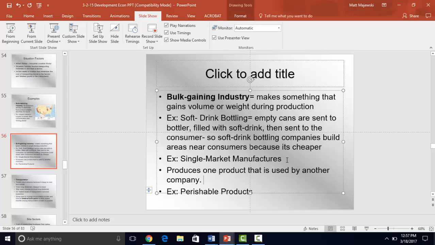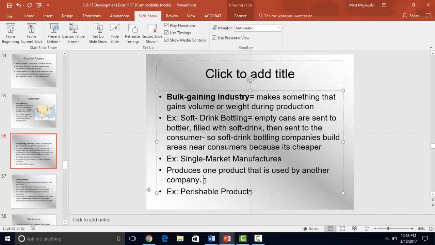They might have one company build their side view mirrors. They might have another company build their rear view mirror. That company, the single market manufacturer, only builds that rear view mirror for one or two or three auto manufacturers. That's the only product they make, and they only have one buyer. What that means is they're completely dependent on the parent company, the larger company, the only ones that buy their products. And so single market manufacturers tend to locate very close to the larger company that they work with.